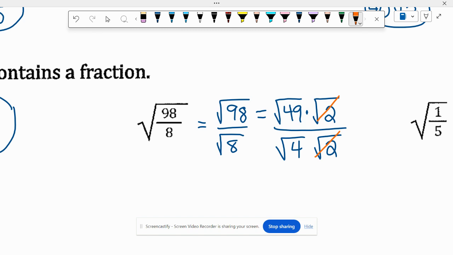What is the square root of 49? 7. And what is the square root of 4? That's your answer.